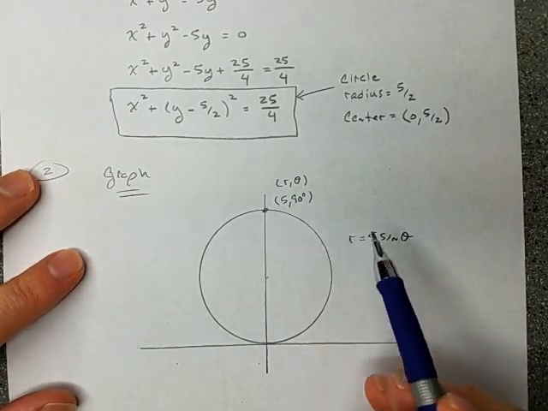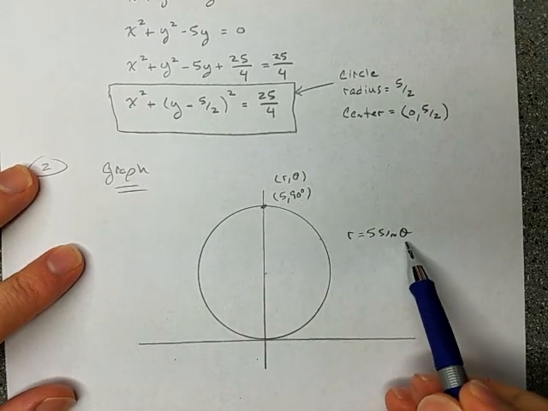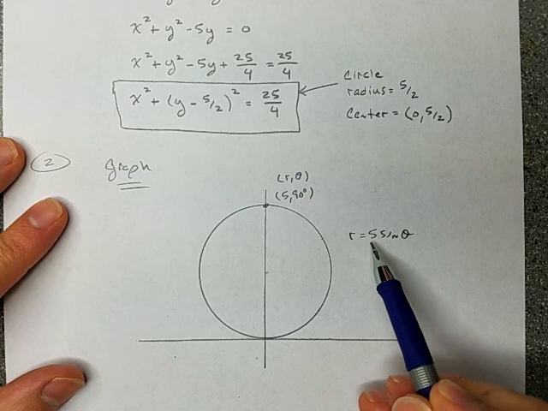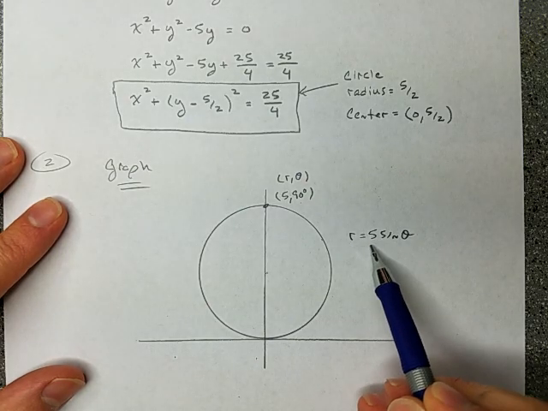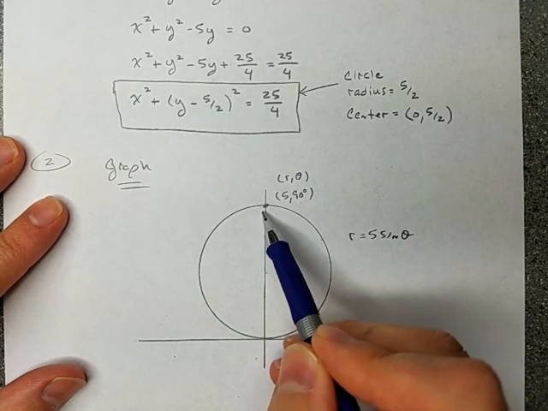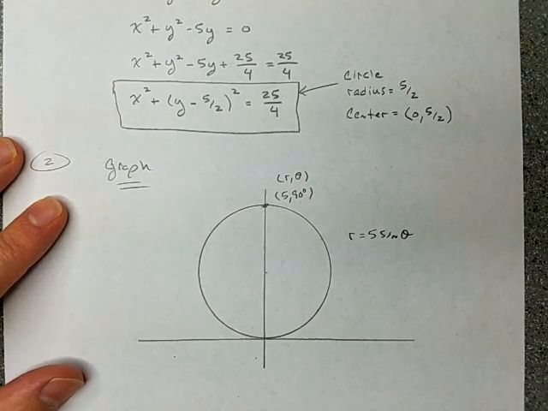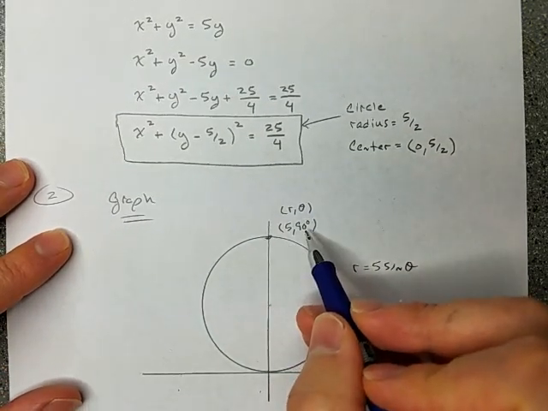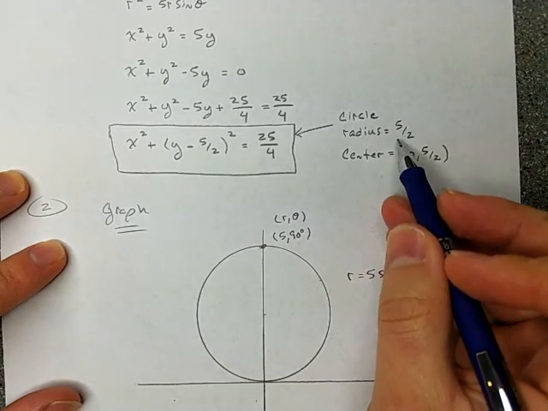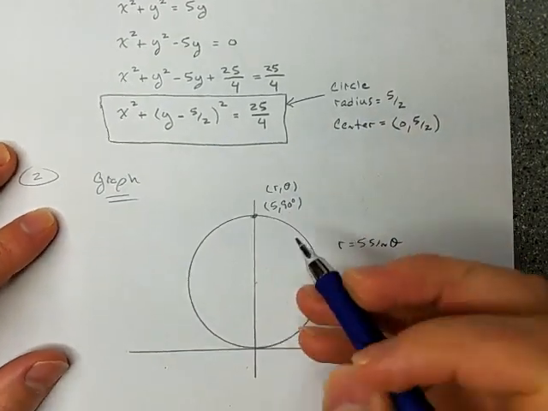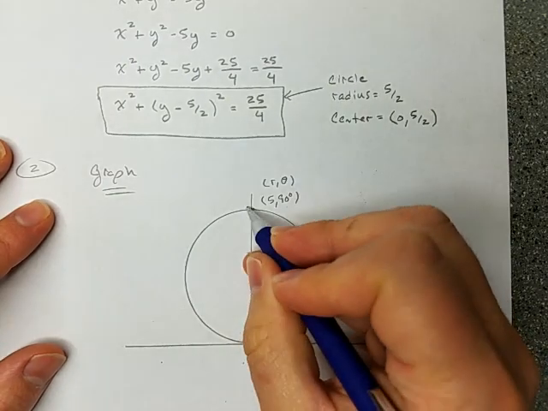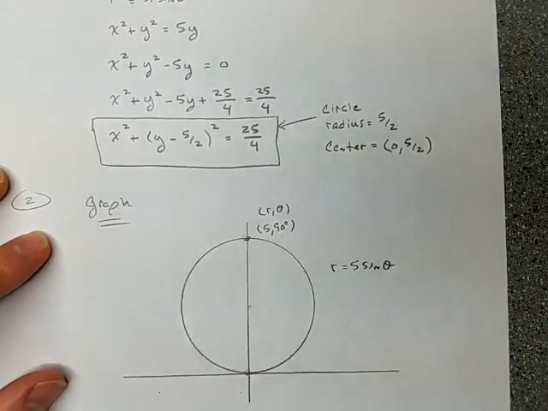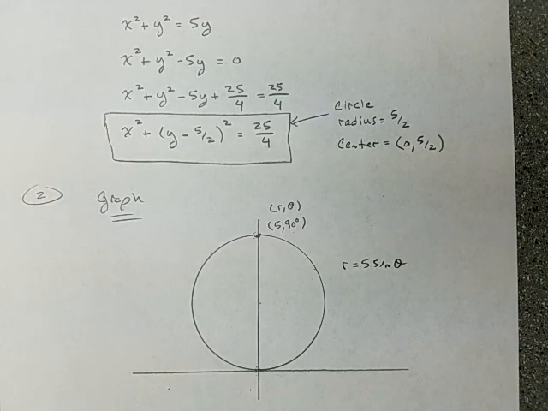So let's try it out. In this equation, if I put 90 degrees for theta, what do I get? Sine of 90 degrees is 1, and then times 5 is 5. So r is 5 if theta is 90 degrees. Sure, that point's right on there. It would be on there anyway if the radius was 5 over 2. That would make the diameter 5, so the distance from here to there is 5. So it's consistent with the center and the radius being what I found them to be.